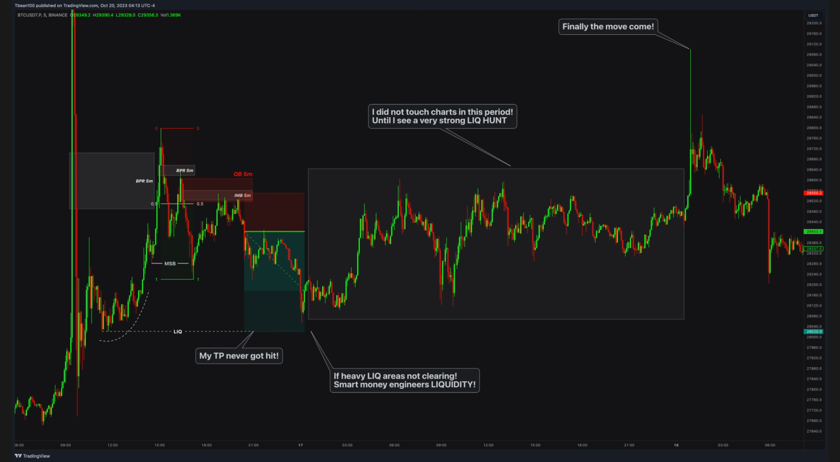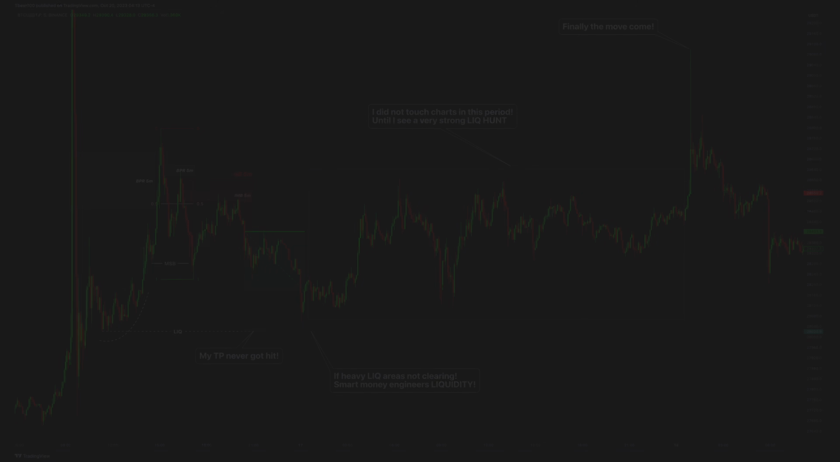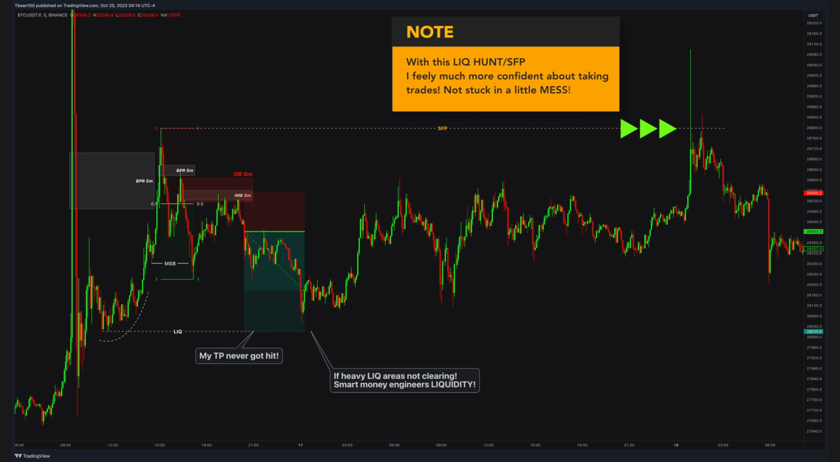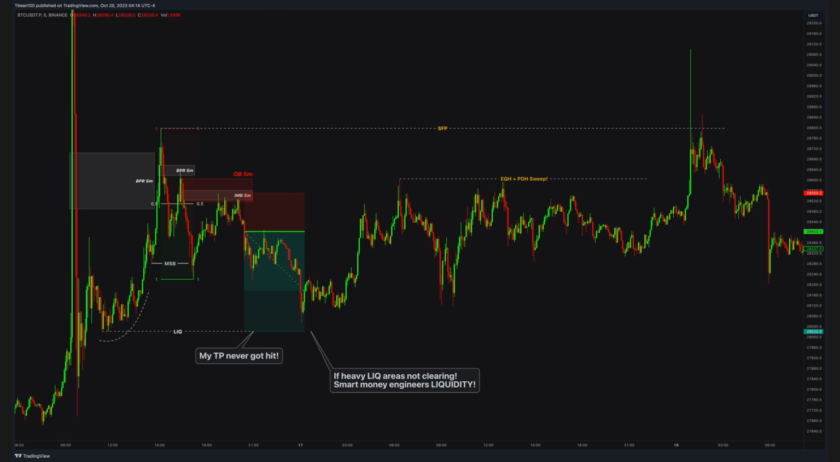Now this week was the thing I was waiting for. A week that clears all stop losses. Wait until you see such large wicks before trading. So, once I had confirmed the liquidity hunt with this inner giant wick and swing failure pattern, I started to look for trades. We also cleared the equal highs and the previous day high as well.